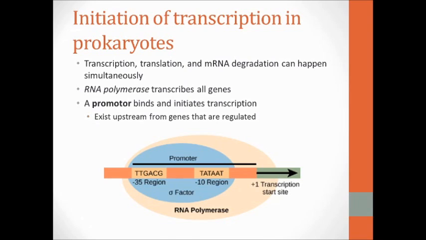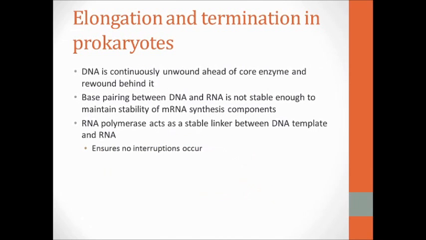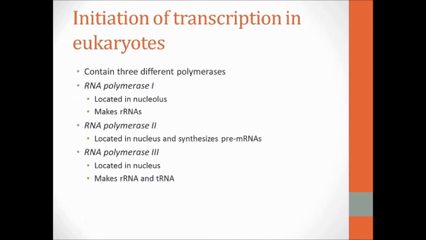There's a promoter that will bind and initiate transcription, and it will exist upstream from genes that are regulated. DNA will be continuously unwound ahead of the core enzyme, that RNA polymerase, and rewound behind it. Base pairing between DNA and RNA is not stable enough to maintain stability of mRNA synthesis components. So RNA polymerase, that core enzyme, acts as a stable linker between the DNA template and RNA. This ensures that no interruptions occur during the process, which could cause mutations down the road.